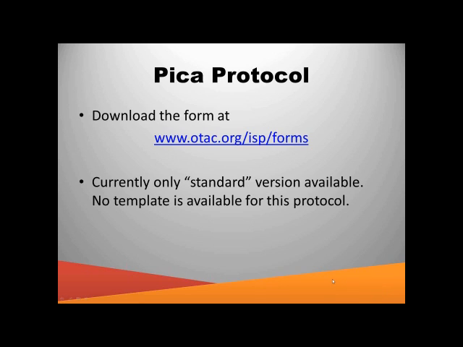So you can download the form at otac.org/ISP/forms. If you scroll down about halfway down the page, you'll see Pica Protocol and a link to click and download that. Just wanted to note that there is only the standard or handwritten version of the form available. There is not a template available for this protocol, and there's currently no plans to develop that, but you should find everything you need within the standard version of the form that is available.